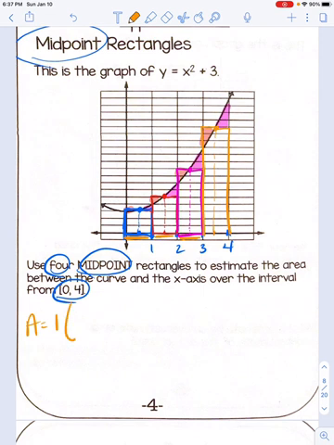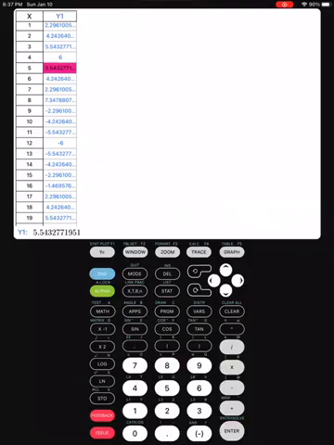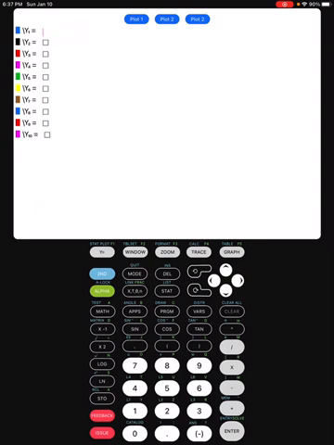However, to get the heights, I'm not going to plug in a 0. I'm not going to plug in a 1. I have to plug in a 0.5, and then a 1.5, and a 2.5, and a 3.5. So I'm going to my handy-dandy calculator, clear that guy out, and I'm going to type in x squared plus 3.